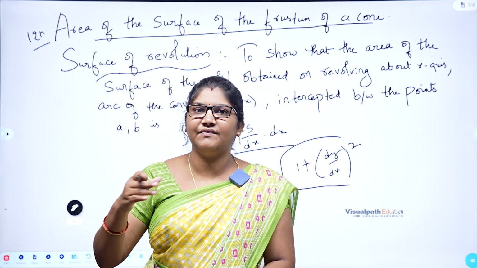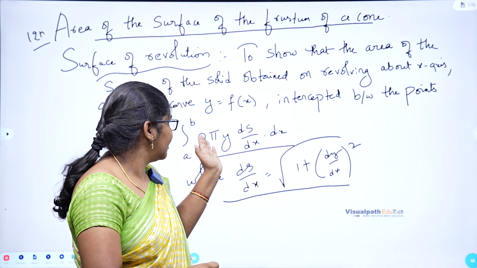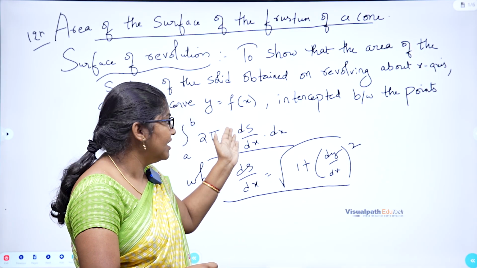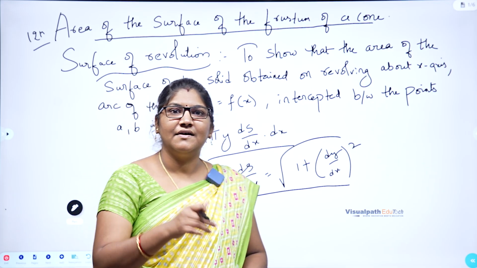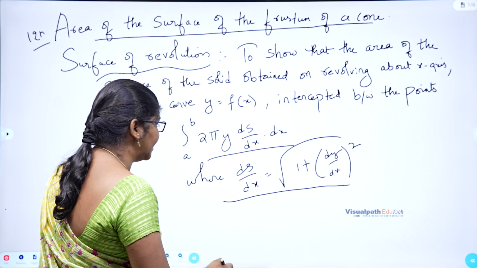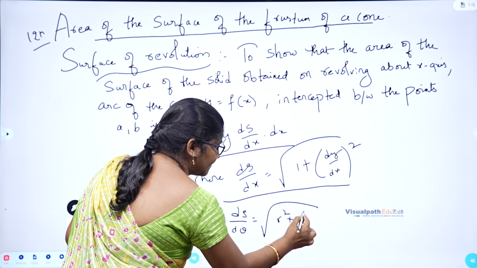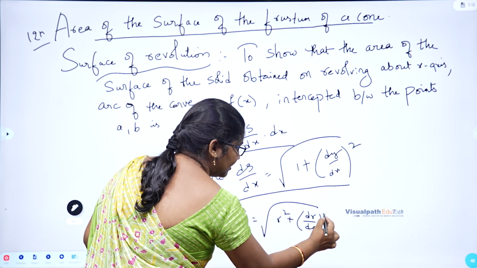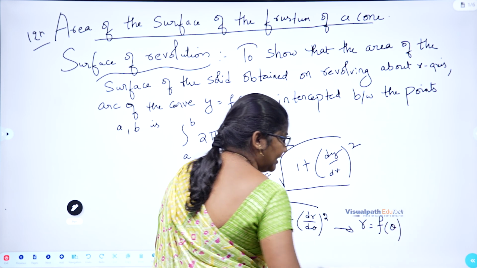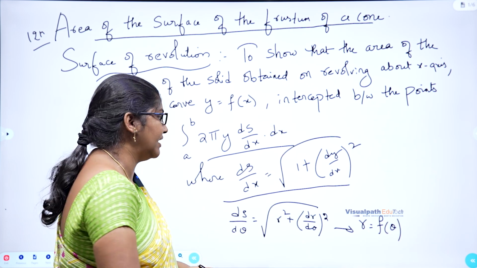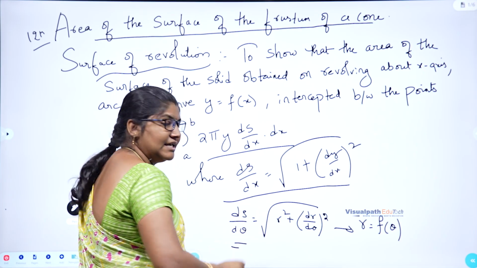Whereas if the question is given in terms of r and theta, then what is the formula? Integral a to b 2 pi y ds by d theta into d theta. Whereas what is ds by d theta? ds by d theta is equal to under root r square plus dr by d theta whole square. This is when the question is given in terms of r and theta. Here, in place of ds by dx, we will get ds by d theta.